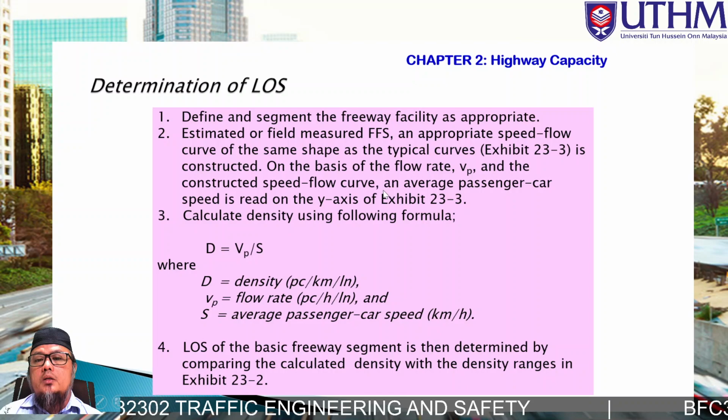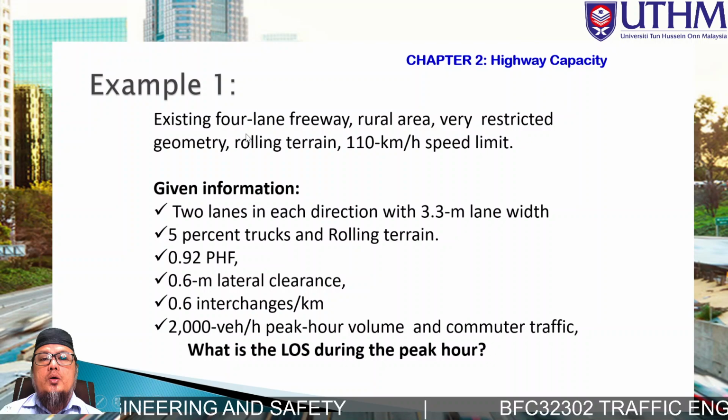Okay, we move to this particular question or example. The existing four lane freeway, rural area. Remember this one, rural area, where you see geometry, rolling terrain, 110 speed limit. I just want to highlight this one. You have to know this one: four lane, rural area, rolling terrain.